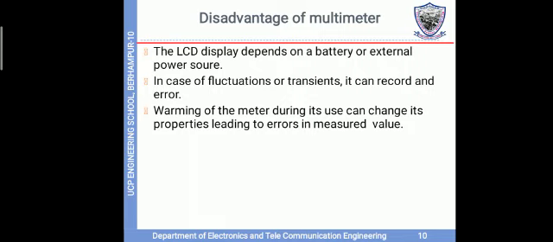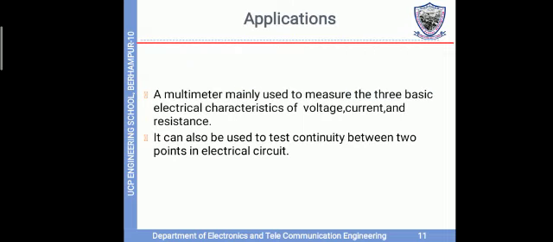In case of fluctuation or transitions, it can record an error. Harming of the meter during its use can change its properties, leading to errors in measured value.